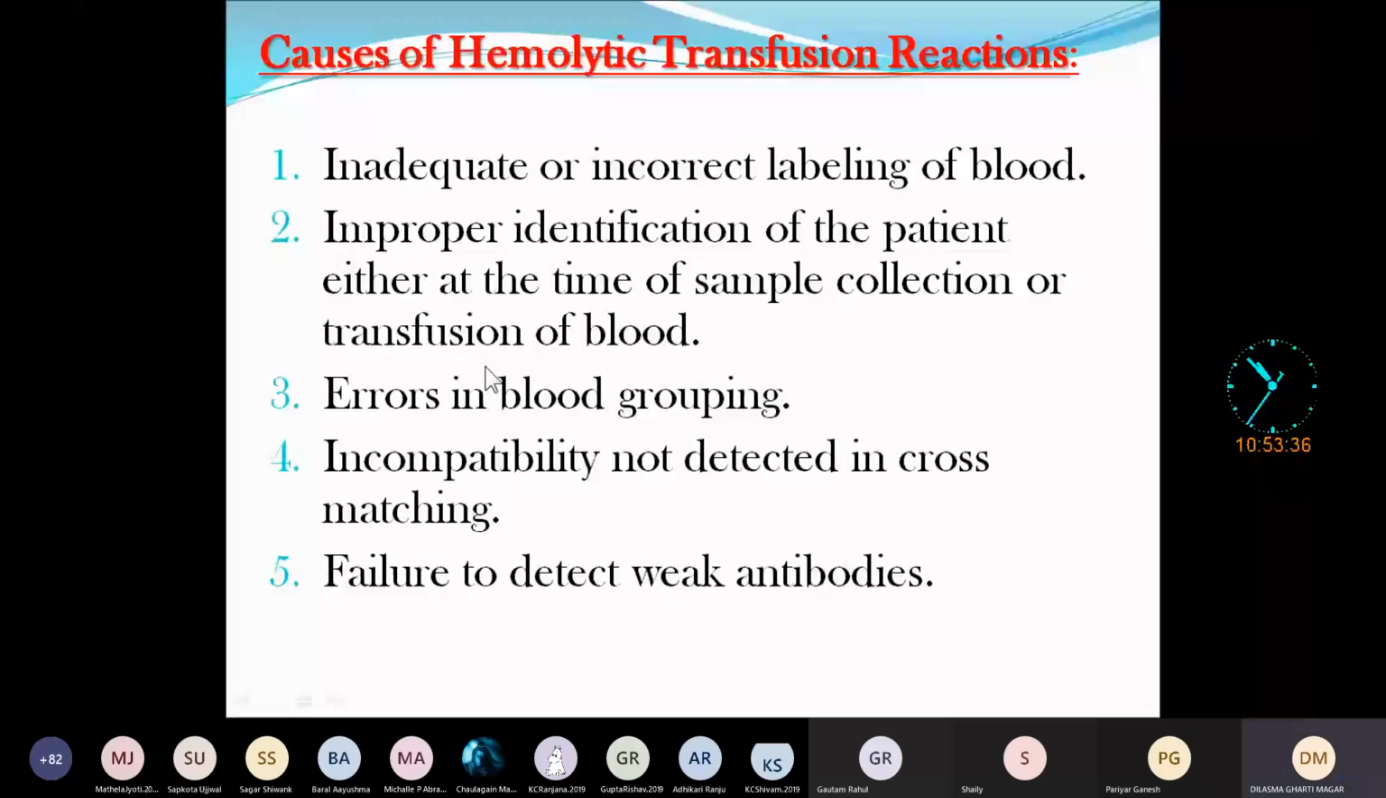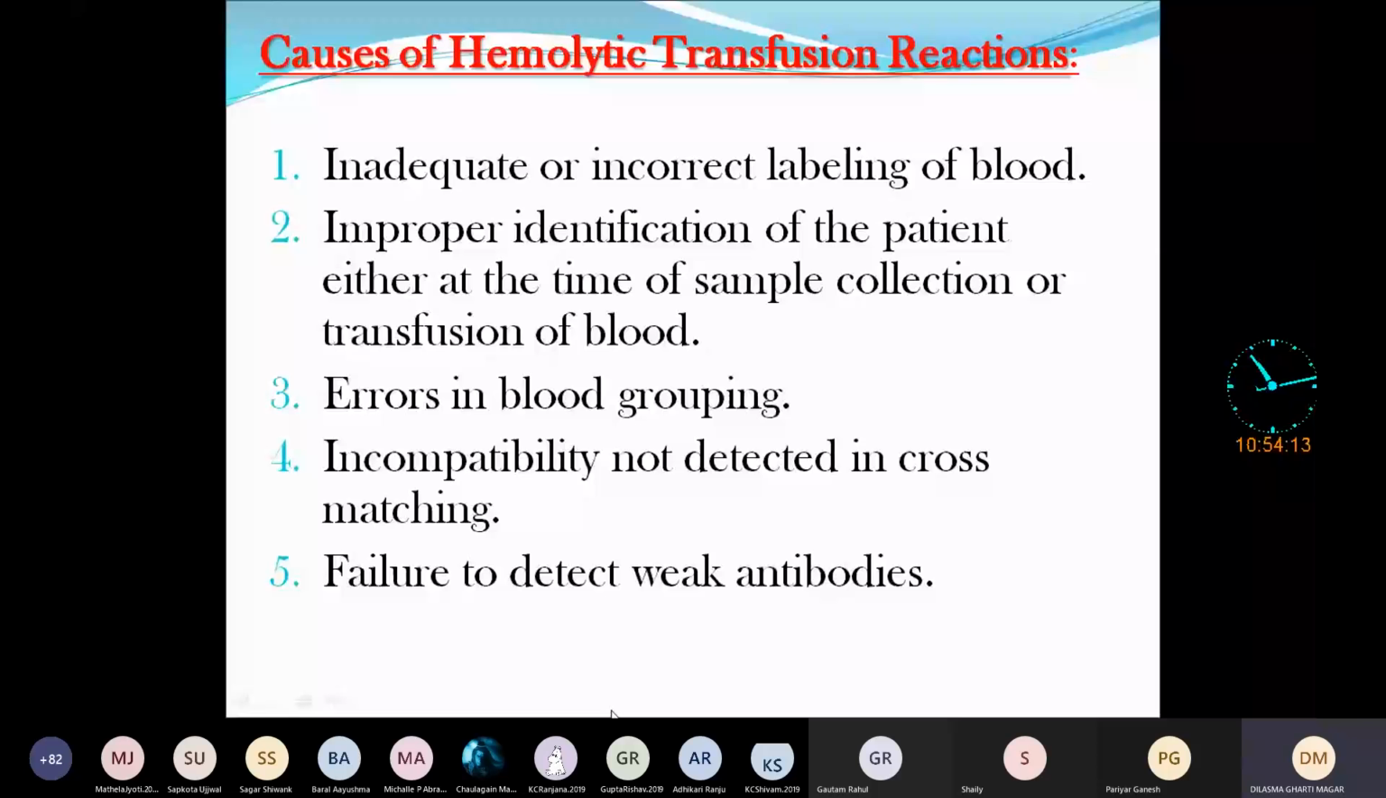So it may be because of the hemolytic transfusion reaction and errors in the blood grouping. I already told you there can be errors in the blood grouping, if A blood group is written as B blood group. And incompatibility not detected in the cross matching means, sometimes there may be minor clotting, and if a person sees only with the naked eye and doesn't check under the microscope, then the incompatibility is not detected during the cross matching. So that time also this hemolytic transfusion reaction can occur, and failure to detect the weak antibodies also.